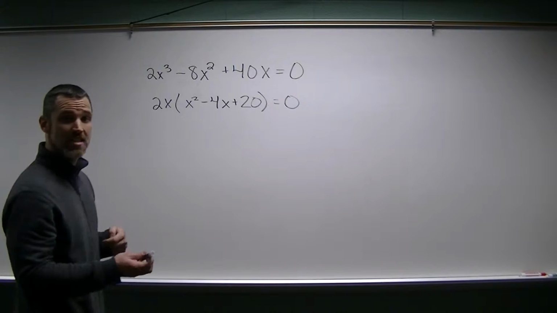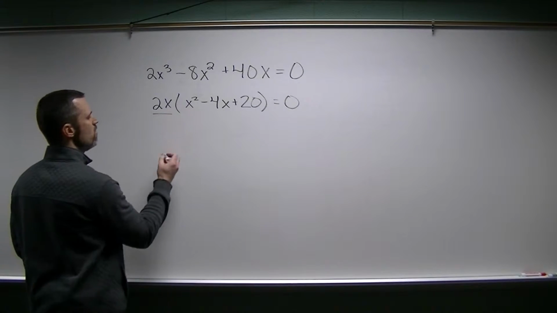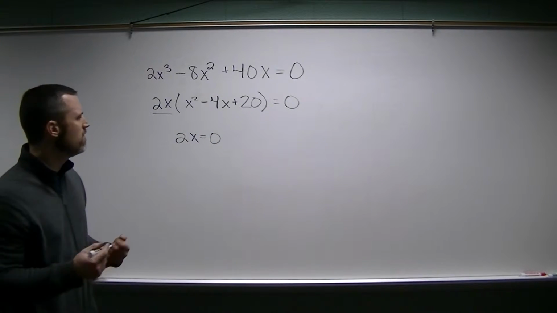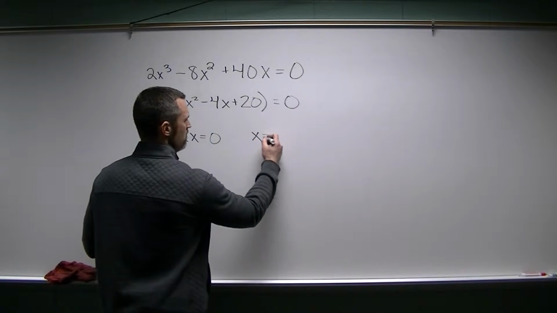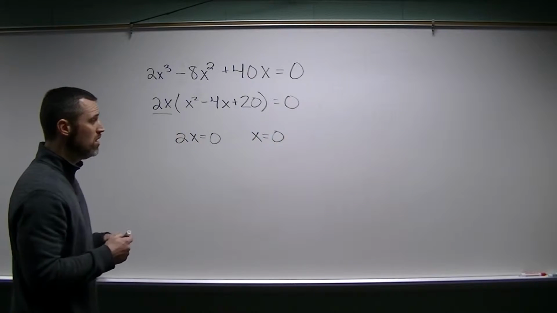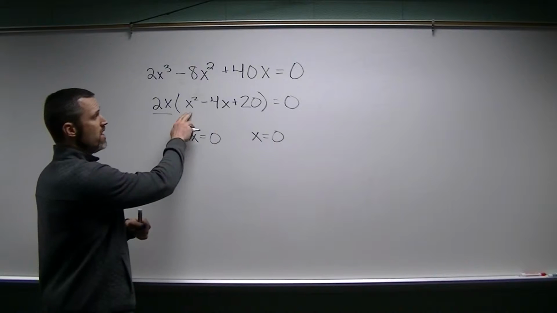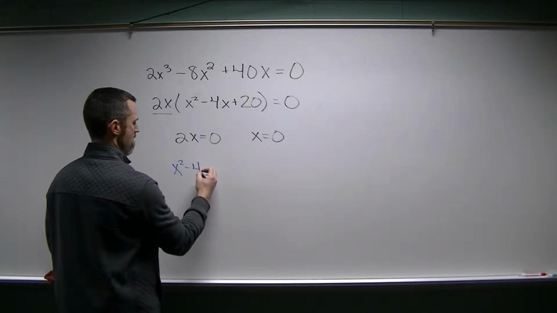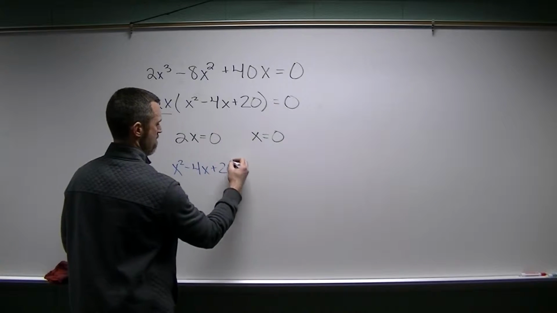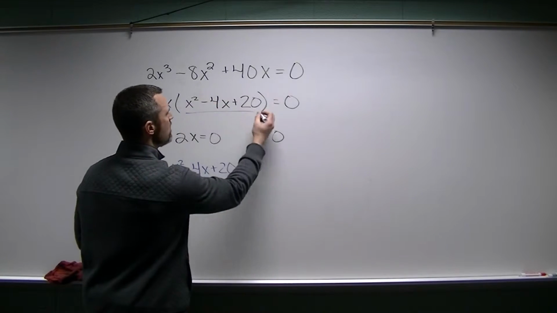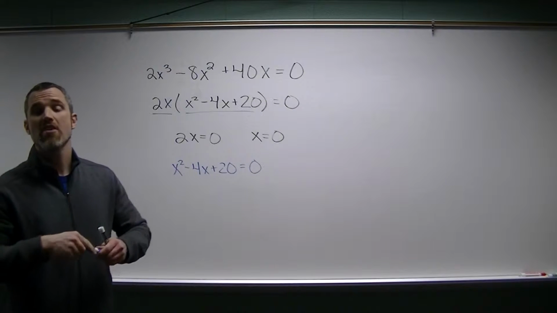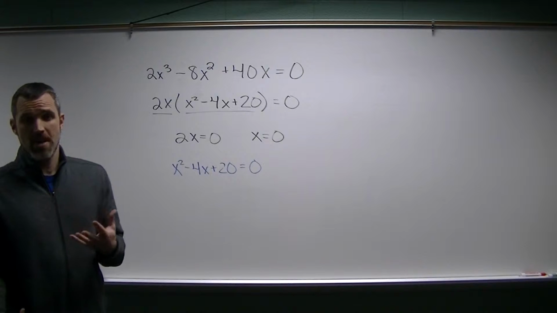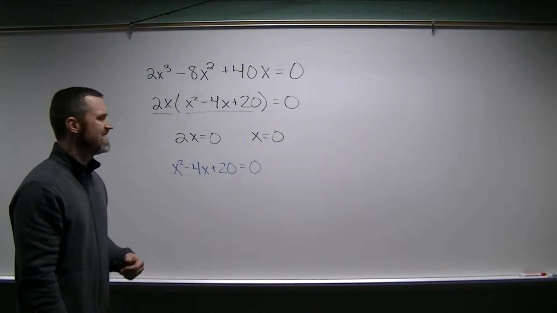So at this point in time, I now know that either 2x equals 0, which is a linear equation, very easy to solve, which leads to x equals 0. Or I know that x squared minus 4x plus 20 equals 0. Which is quadratic. We have a lot of methods and ways that we can solve quadratics. My very favorite is factoring. It's just quick as long as we can use it.